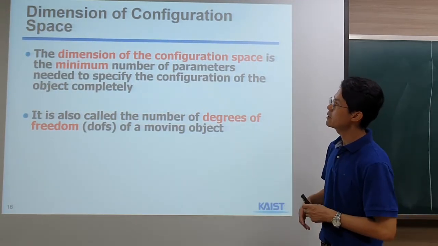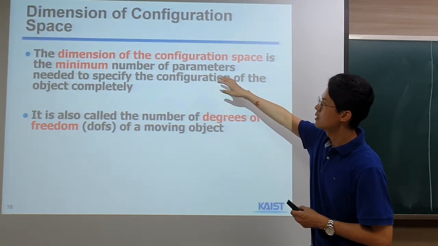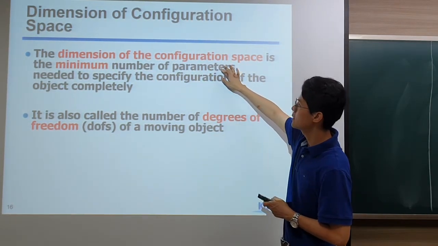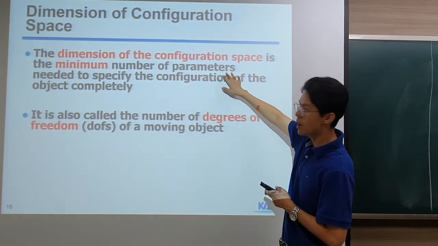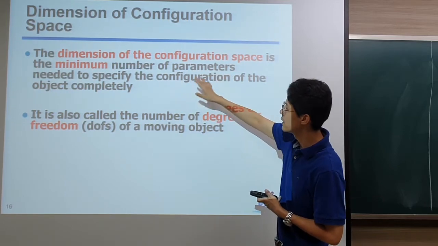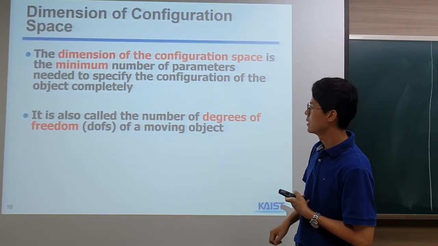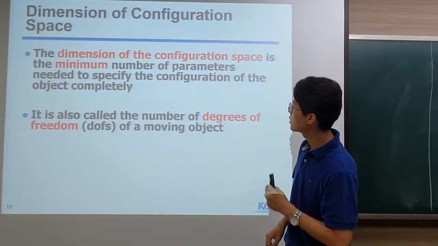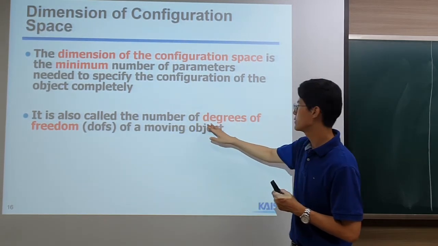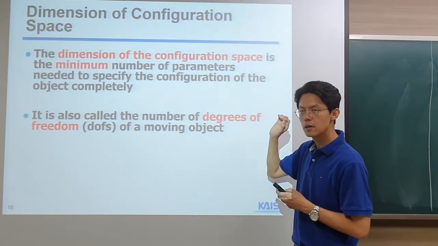Okay, so we can also think about what the dimension of our C space is. The dimension of our C space is the minimum number of parameters. Minimum number, not just the number of parameters, but the minimum number of parameters needed to specify the configuration of the object completely. And in that case, the minimum number of parameters is called the number of DOF, degrees of freedom, of that robot.